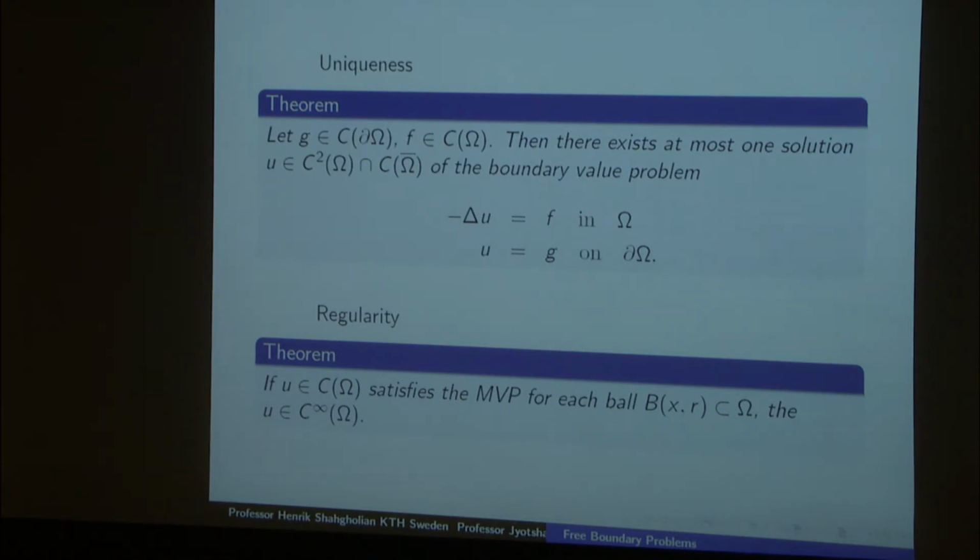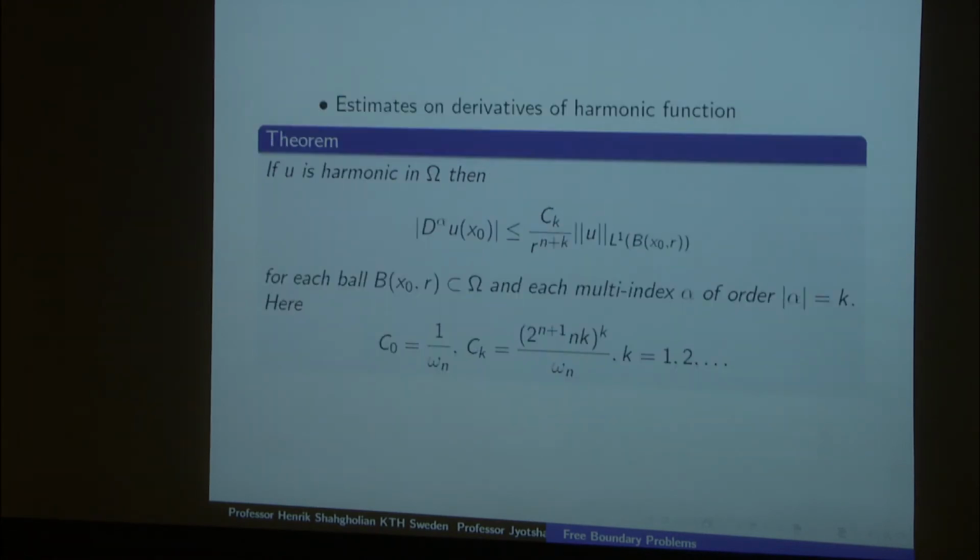You're using your mean value property to show that the function is in fact going to be differentiable, and this is true for every ball. This regularity of the function simply means infinitely differentiable.